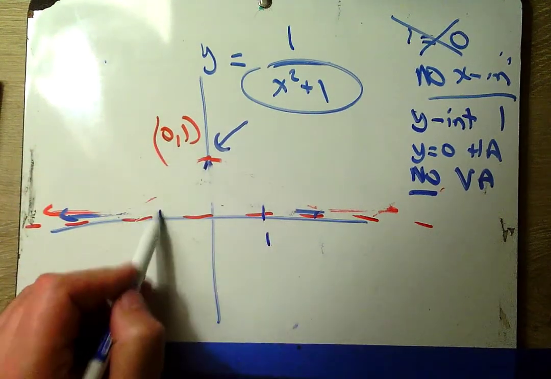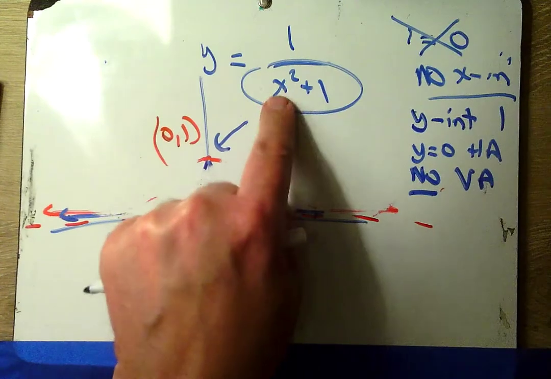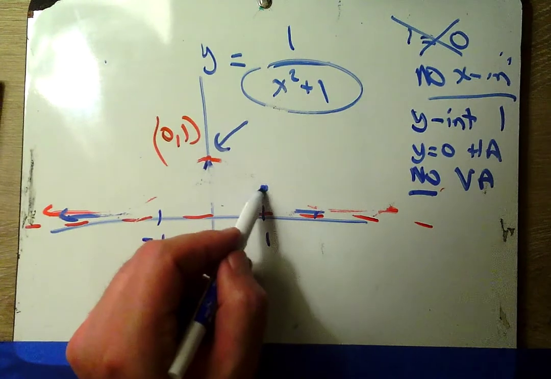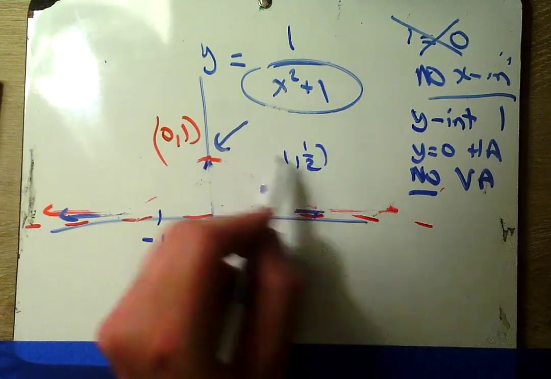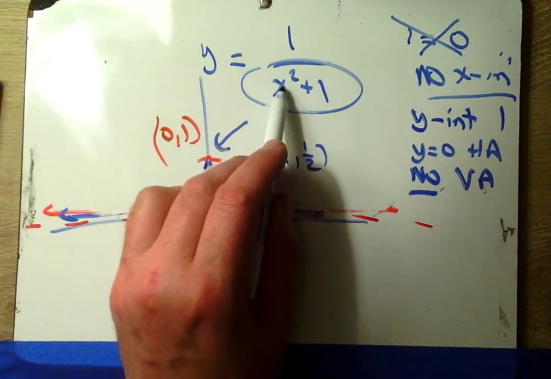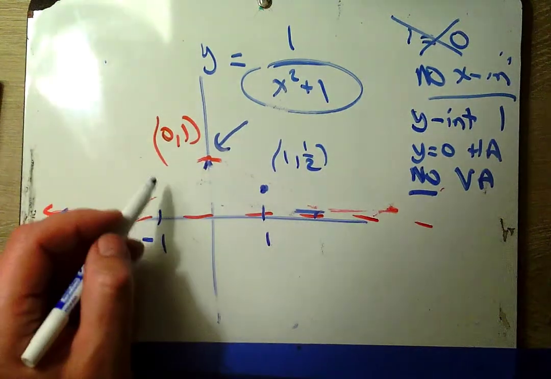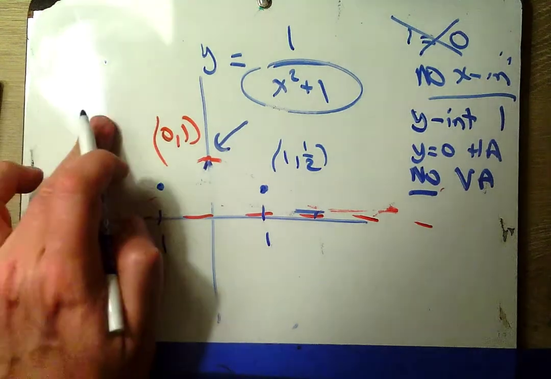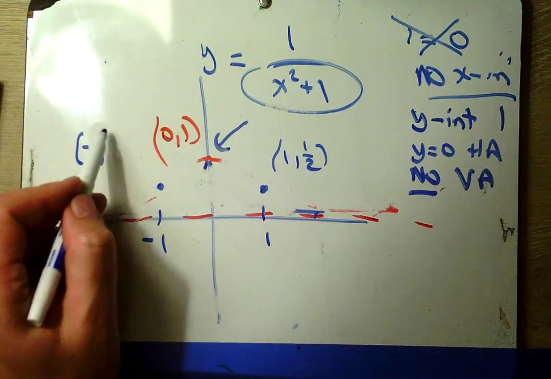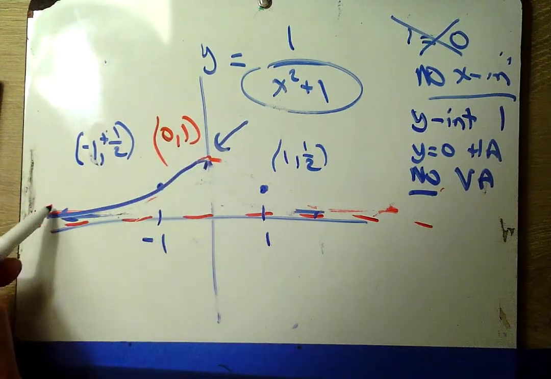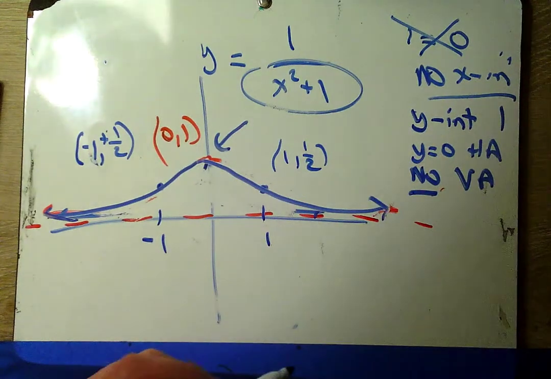Let's test 1 and negative 1. If I plug a 1 in here, 1 squared is 1, 1 plus 1 is 2, 1 over 2. That's above y equals 0. And then if I plug in a negative 1, negative 1 squared is also 1, plus 1 is 2, 1 over 2. And yes, this is an even function. It does have y-axis symmetry, positive. And so my graph has to pass through that point and pass through that point. Okay? All right. So there you go.